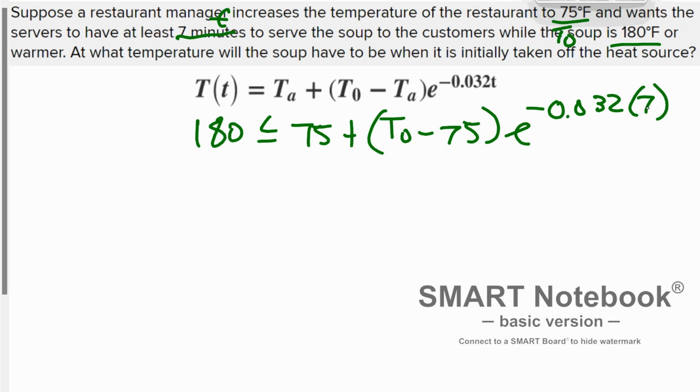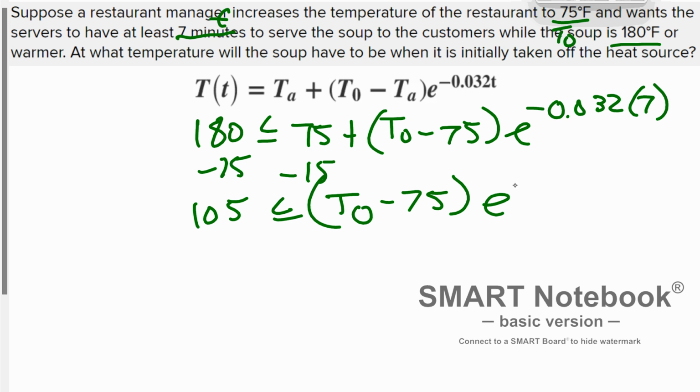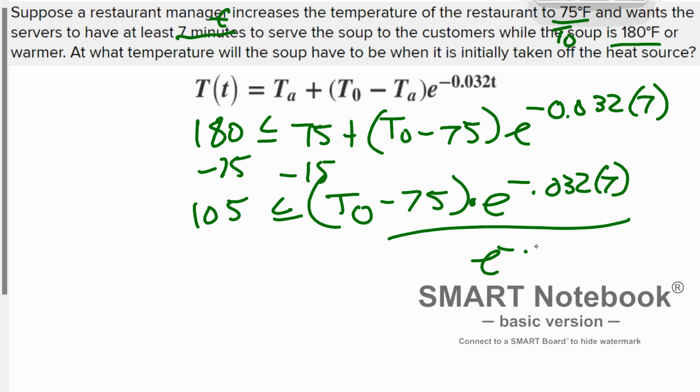So now a little bit of a different kind of work, because now we're not solving for the exponent anymore. Right, so now we can go ahead and subtract 75, and now it's just 105. And then here, our initial temperature is what we're trying to find. That's being multiplied by e raised to negative 0.032 times 7. And I could calculate that, but I don't know it off the top of my head. But here this is multiplication, so I need to get rid of this, right? So I need to divide by whatever that e to the whatever this is. And again, I can wait to the very end to do it.